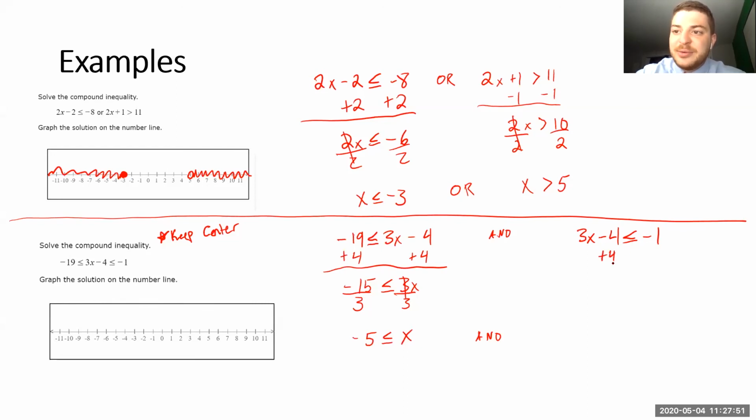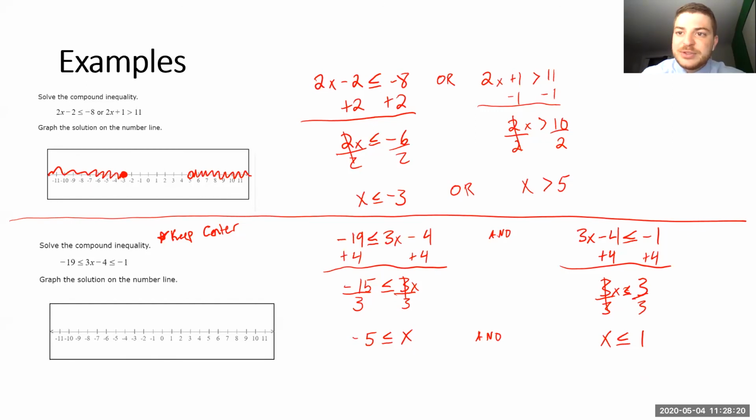So add 4, add 4. So we get 3x equals, whoa, no, not equals 5. Whoa, mistake. -1 plus 4 is +3. And then divide by 3, divide by 3. And x is less than or equal to 1.